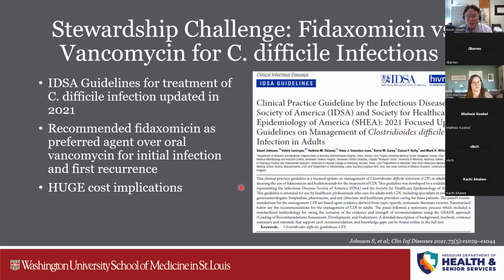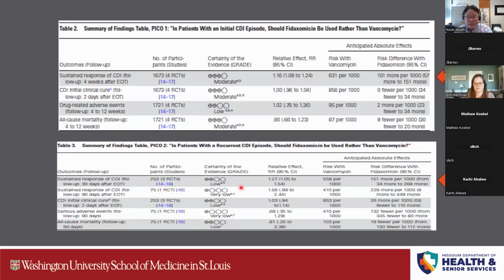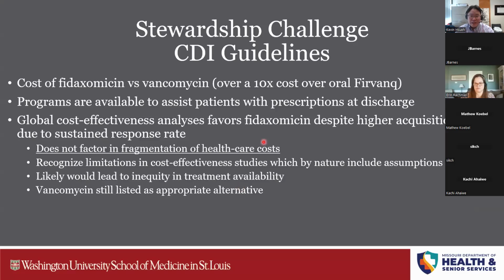All right, and then lastly, we'll talk a little bit about fidaxomicin and vancomycin. So this was a request from some of our participating institutions. In 2021, the IDSA guidelines around the treatment of C. diff changed, recommending fidaxomicin as a preferred agent over oral vancomycin. This was very frustrating for everybody because fidaxomicin is insanely expensive compared to vancomycin. Over Firvanq, which I think everybody may realize is the commercial expensive oral vanc, it's over 10 times the cost, and that's just bulk acquisition costs.